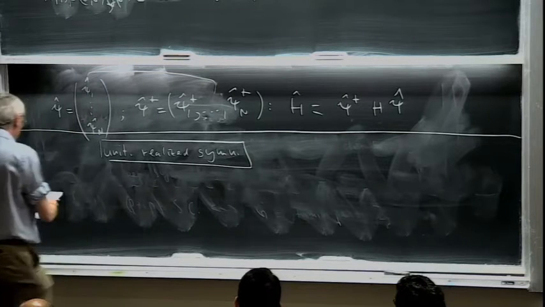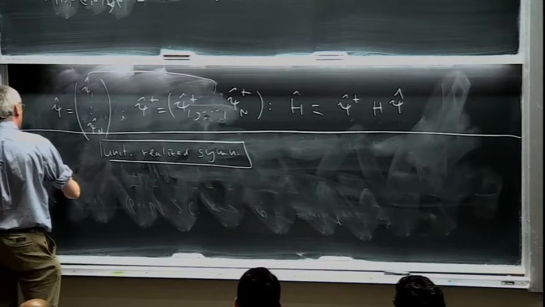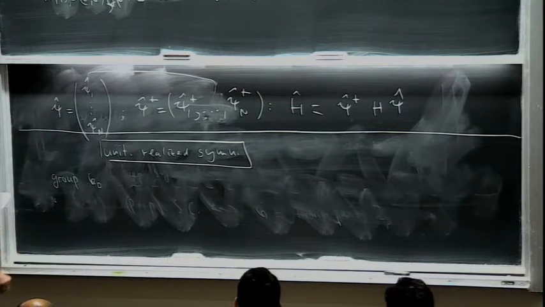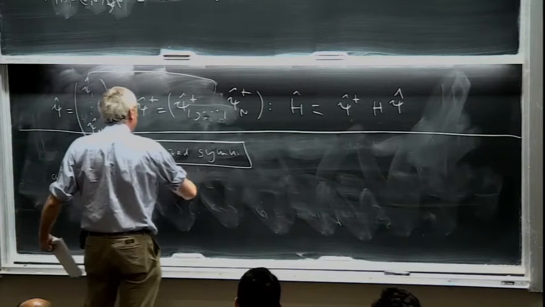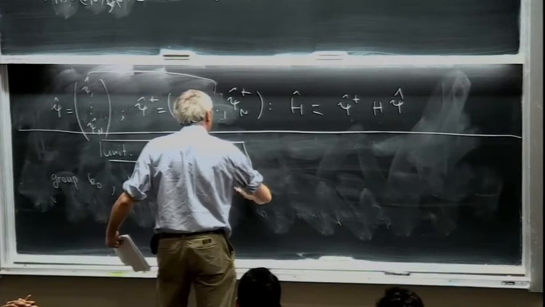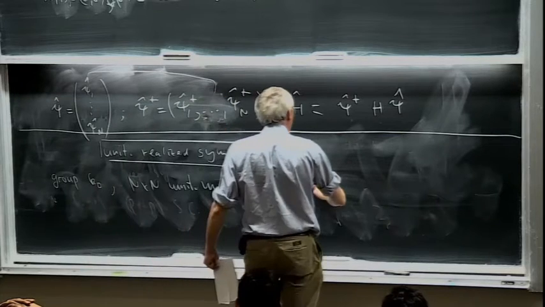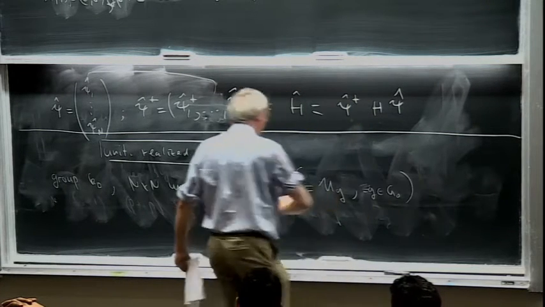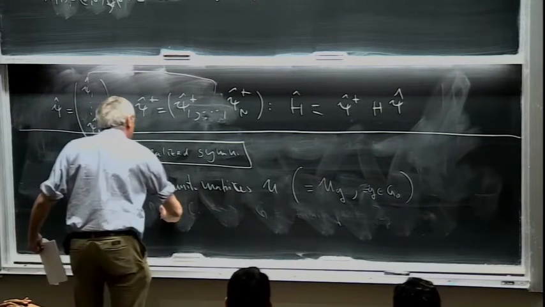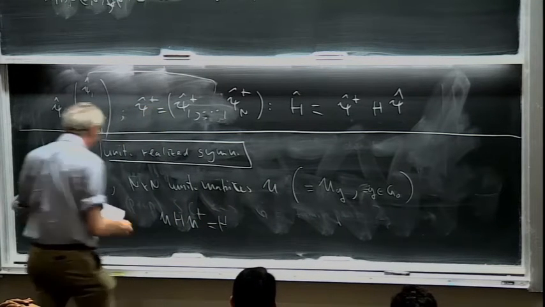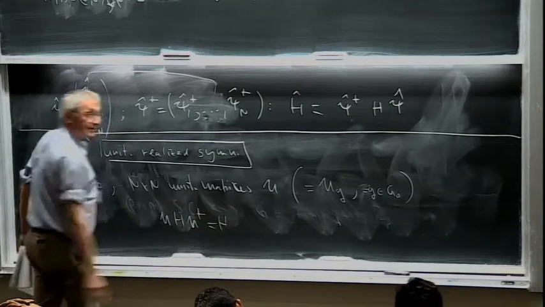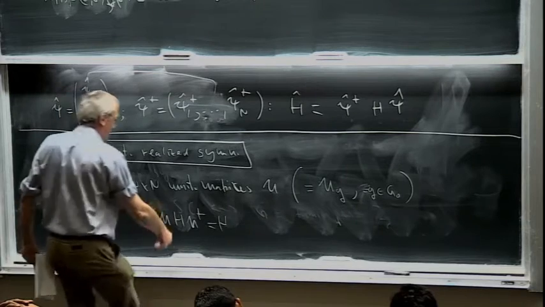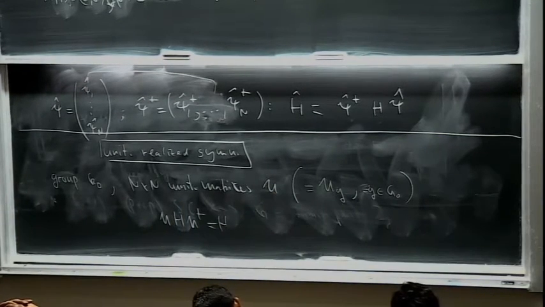Unitarily realized symmetries means there is a group of symmetries, and there are n by n unitary matrices U, which are really a unitary representation of the group. And these matrices commute with the Hamiltonian, the first quantized Hamiltonian, which is just this matrix. Let me briefly recast this in second quantized language, which is not very difficult, but let me just write the formula.